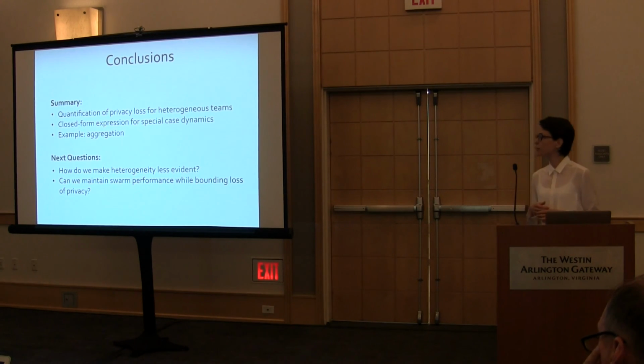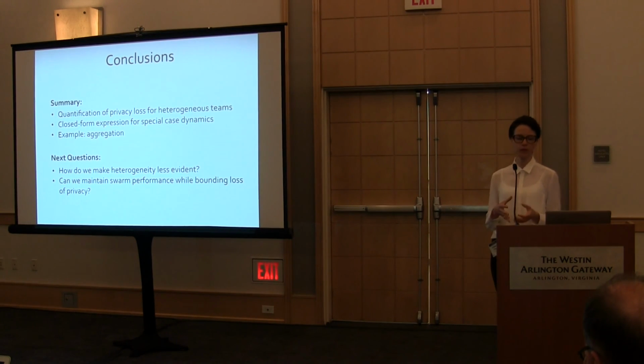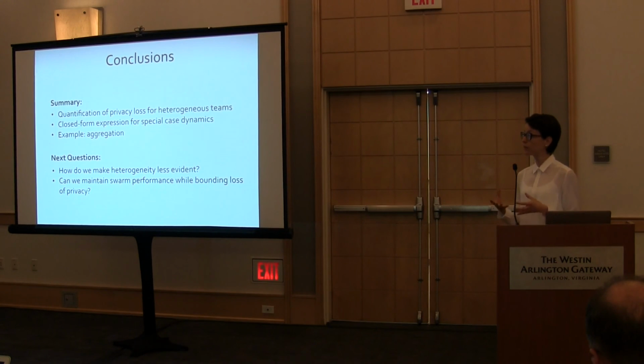So the next couple of things that I'm really interested in looking at is all of this points to the fact that we want to make heterogeneity less evident in our systems. And that's how we're going to make them more private, more resilient to attacks. And can we do this while we maintain the swarm performance at the same time?